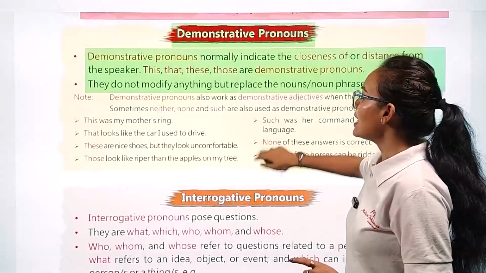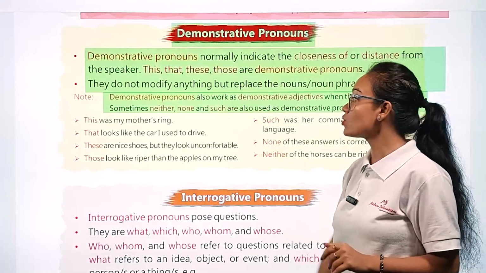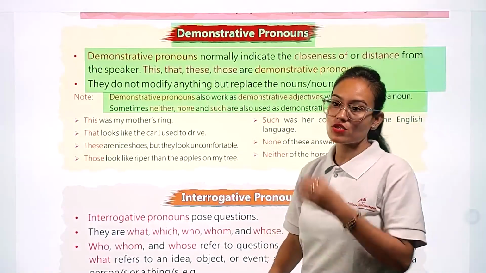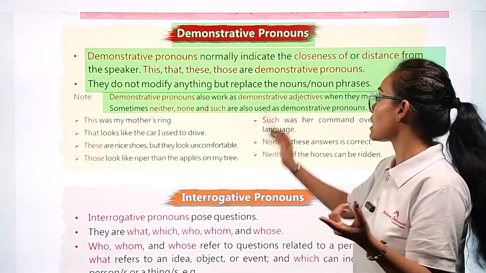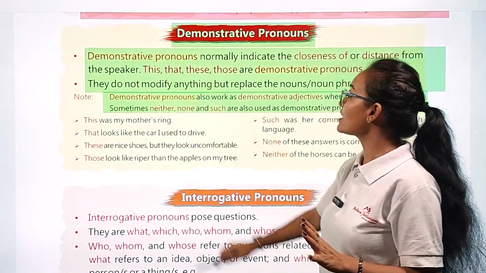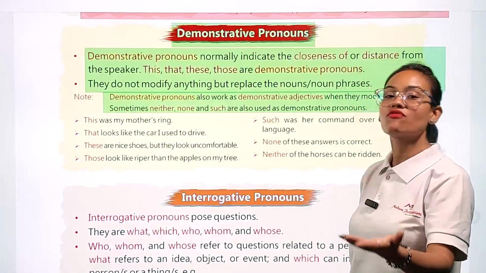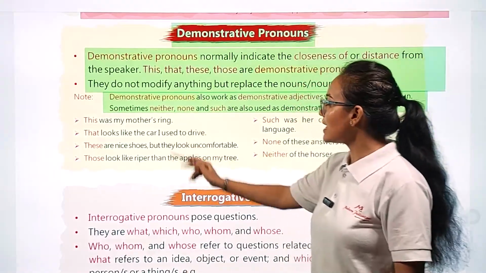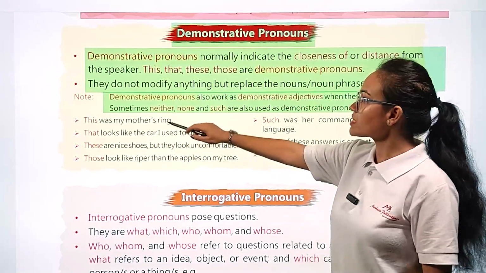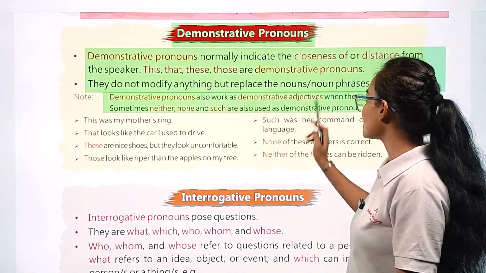Okay. Note here, this line we have to take as a note. Demonstrative pronouns also work as demonstrative adjectives. Sometimes, my dear student, demonstrative pronouns also act as demonstrative adjectives when they modify a noun, when they act as a modifier for the noun word. Sometimes neither, none, and such are also used as demonstrative pronouns. All three types of words are used as demonstrative pronouns.